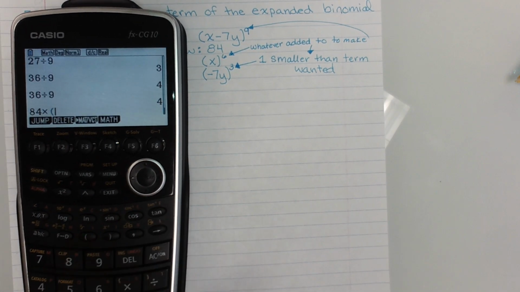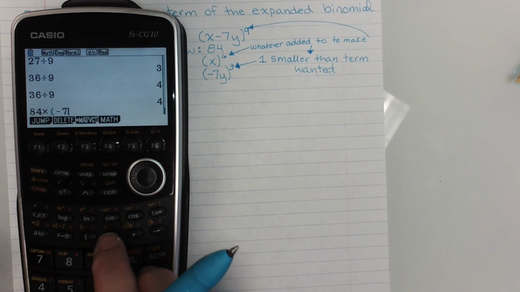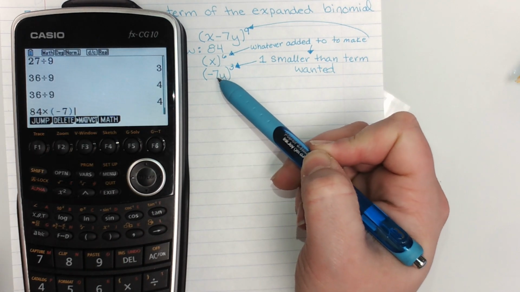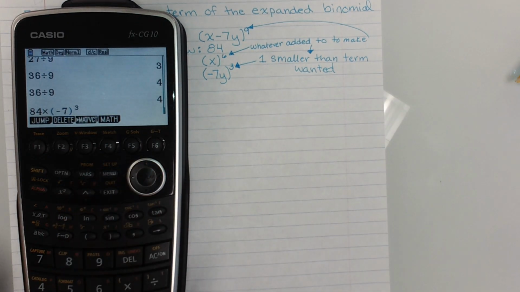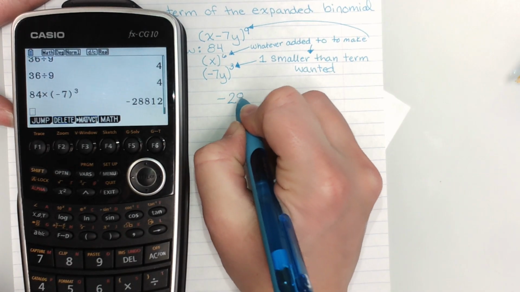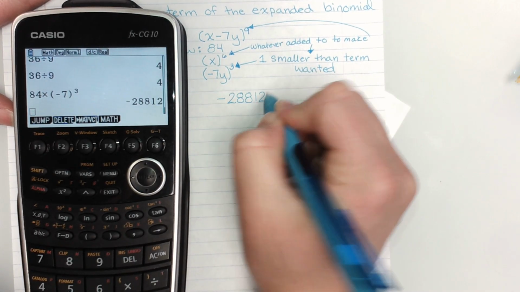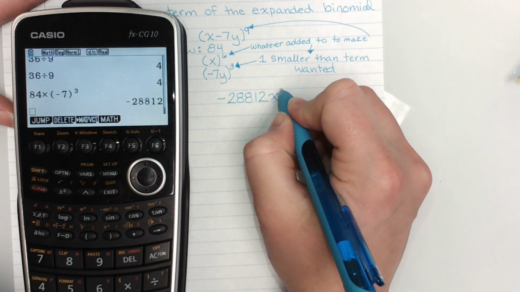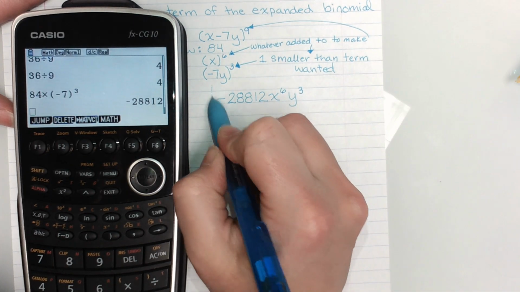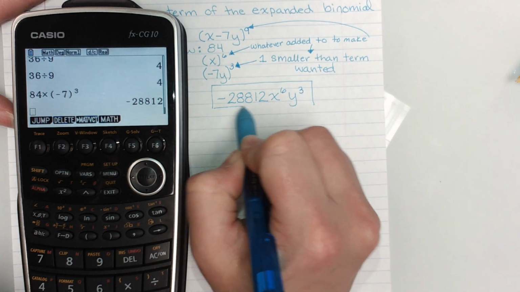84 times, in parentheses, this doesn't have a number, so I don't worry about it. This has negative 7 to the power of 3. Negative 28,812. It had an x to the 6th and a y to the 3rd. That is the 4th term of this expansion.